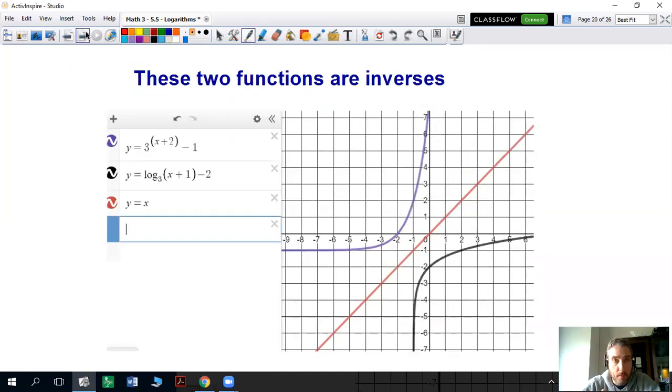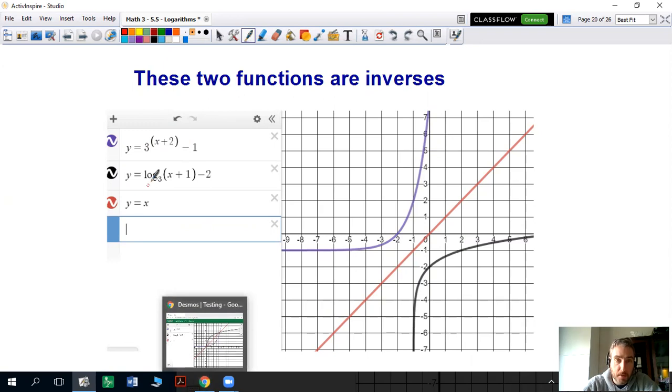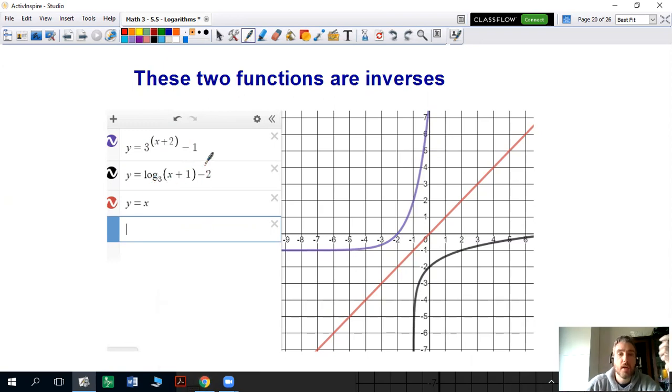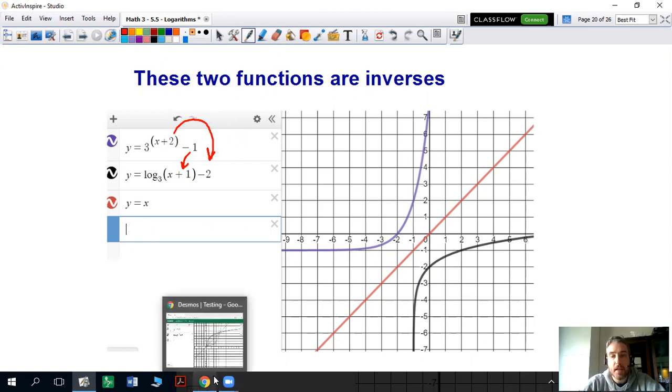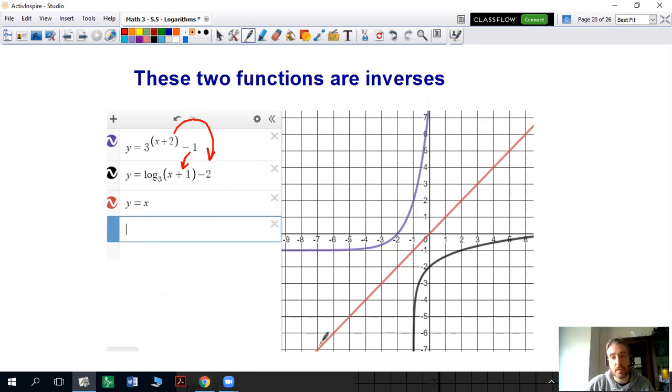And you can combine operations. So look at these two functions, 3 to the x plus 2 minus 1, and then log base 3 of x plus 1 minus 2. If you look really closely at these numbers, what was outside goes in, what was inside goes out, and the signs are both going to switch. So what we're looking for is that nice reflection, mirror image over the diagonal line to show that those are inverses of each other.